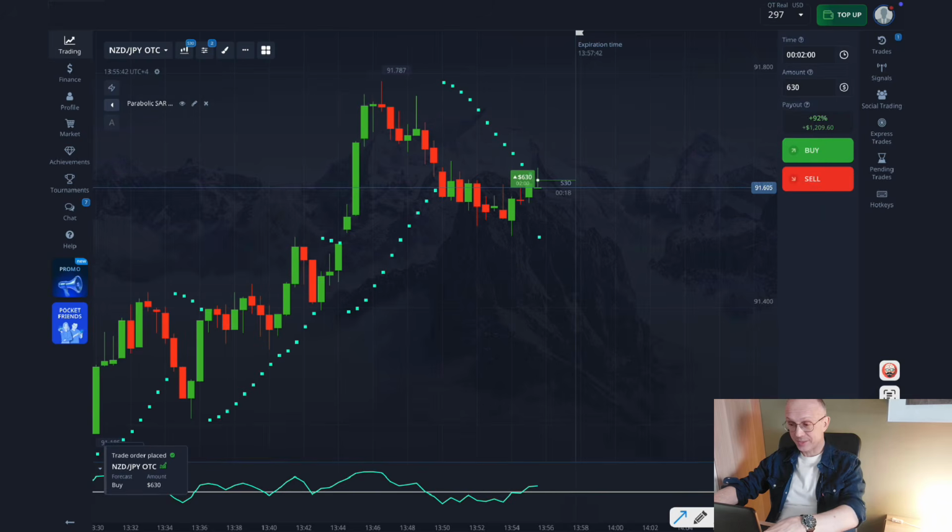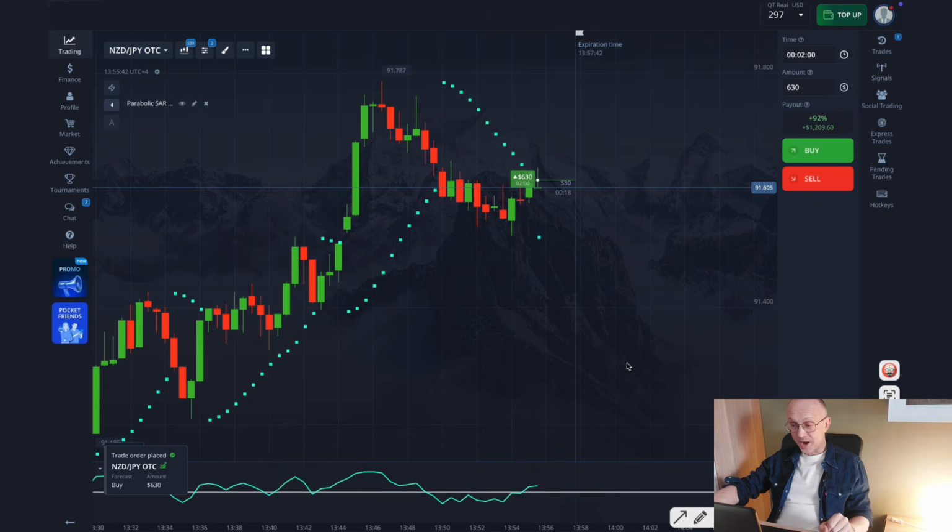Expiration is 2 minutes, and I'm opening a long trade for $630. Now, let's take a look at how to work with this strategy step by step without any unnecessary details, just what really helps you navigate price movements.